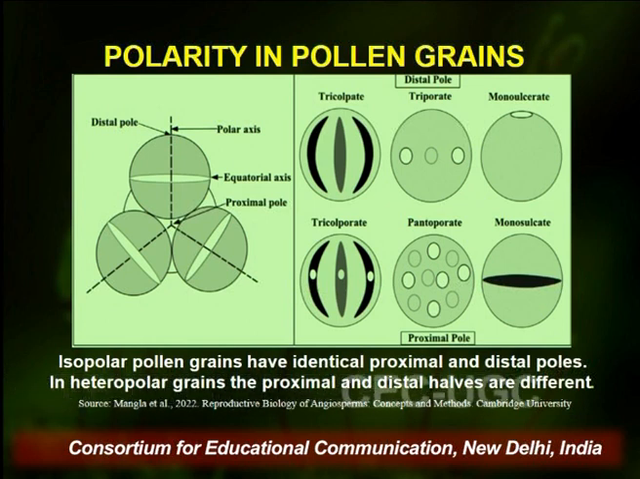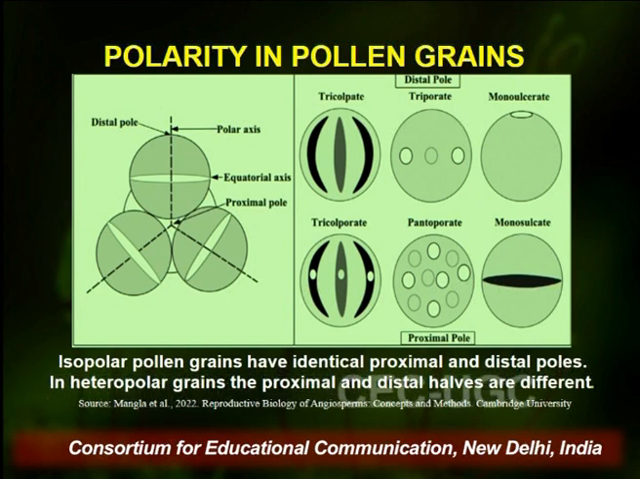Now if we have to understand the polarity of the pollen grains, this can be understood only till the time the pollen grains are enveloped in a callose wall, that is, in a tetrad. Once they are liberated from the callose wall, we cannot know the polarity of the pollen grains.